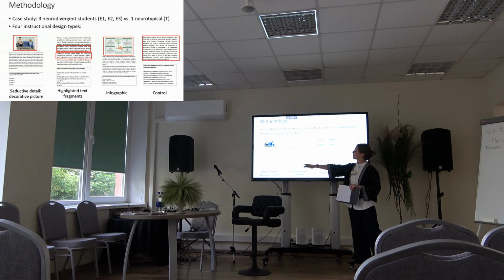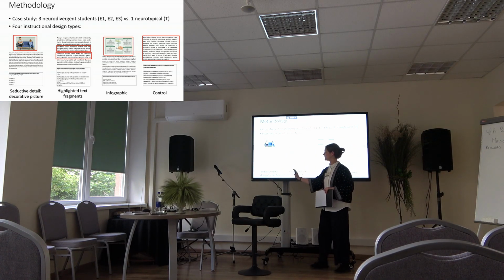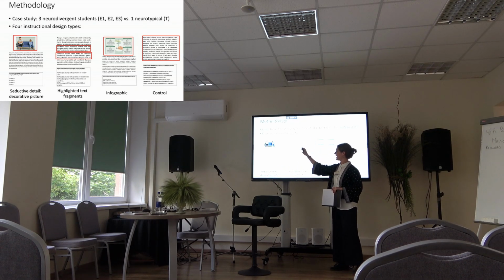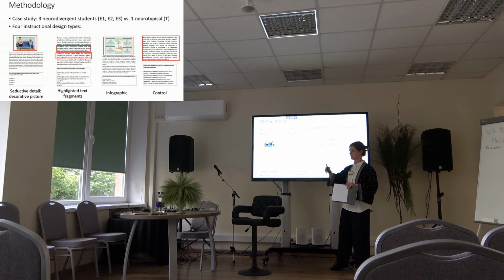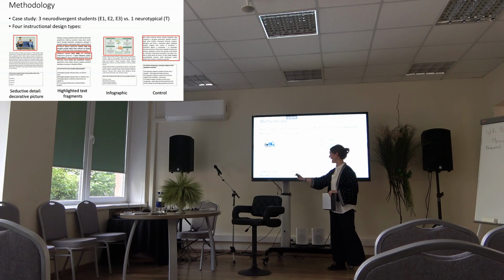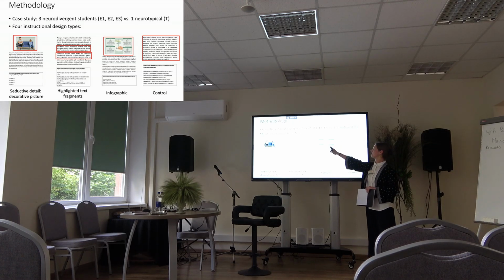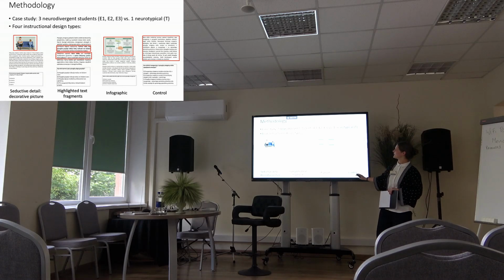You'll see four instructional design types. The first one is the text with seductive detail, the decorative picture. The second was the text about the brain, about adolescence and so on, from the biology book, with highlighted text fragments like here. Then the infographic, with short information about what is written here. And the fourth instructional design is the control, without any instructional design elements.